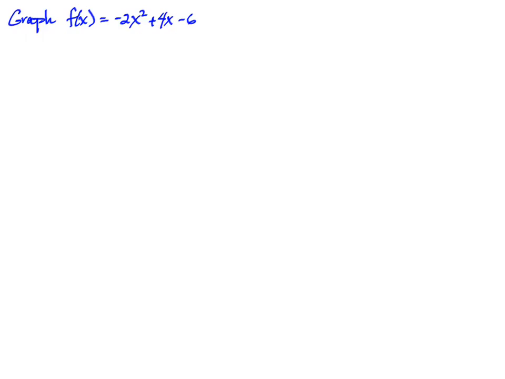So we're going to graph f of x equals negative 2x squared plus 4x minus 6. So it's a quadratic function. It's in standard form. The standard form is f of x equals ax squared plus bx plus c. So the first thing we want to note is, first of all, we know that a quadratic function is going to be a parabola, and we know what that looks like. It's like a U-shaped graph or upside down U-shaped graph.